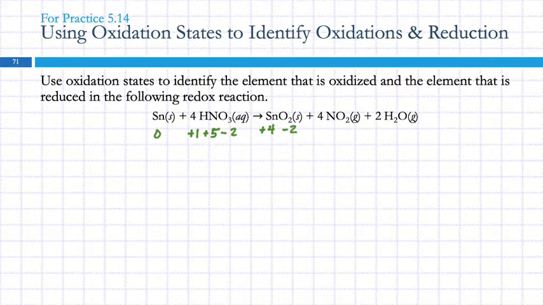Here we have NO2. Again, 2 nonmetals. So who gets first pick? Oxygen. And oxygen always chooses -2. There's 2 of them. So what's the nitrogen? +4. And then over here we've got H2O. Hydrogen gets to pick. Hydrogen picks +1. And oxygen has to be -2, which is actually what it would pick. And so it's pretty happy here.